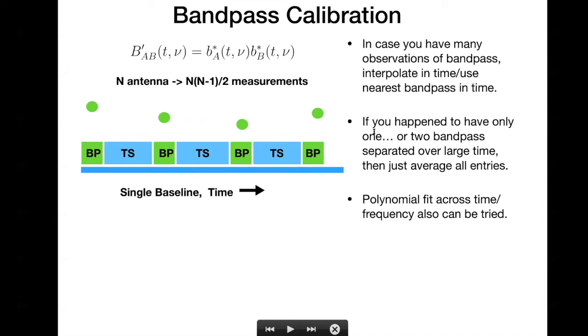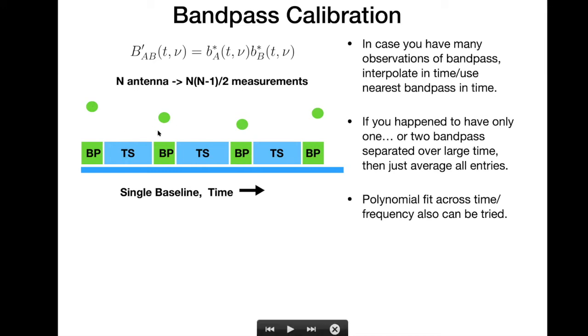So the usual practice is the following, which is written over here. If you have many observations of bandpass, like 4 here, you can now use a polynomial, which may be of order 2, to fit these. And then you interpolate at the point of the target source.